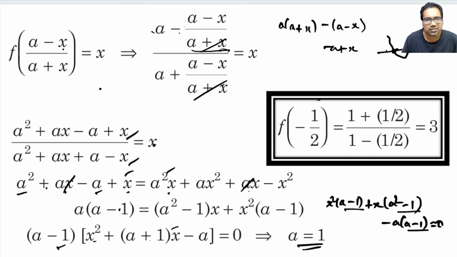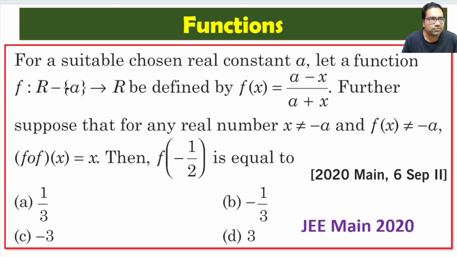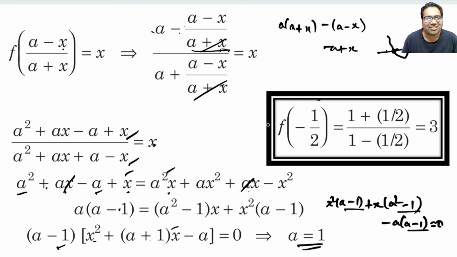Now, f of x is equal to (1 minus x) by (1 plus x). What is f of minus half? It is (1 minus half) by (1 plus minus half), which is nothing but (1 plus 1 by 2) by (1 minus 1 by 2), which is 3 by 2 by 1 by 2, which is nothing but 3.